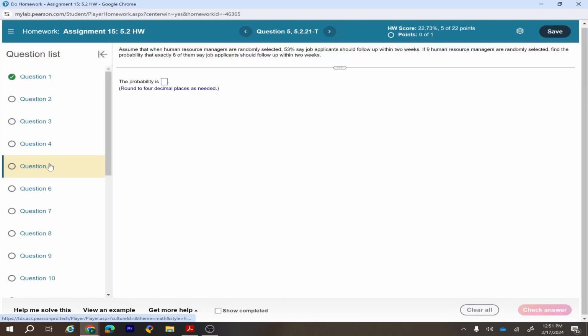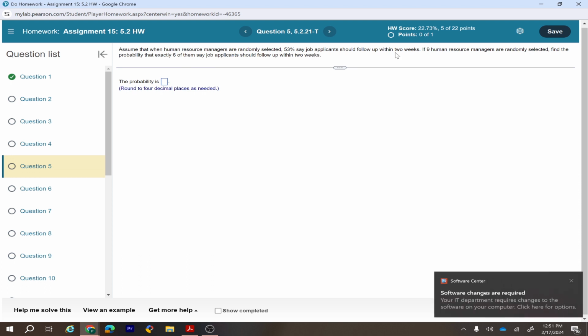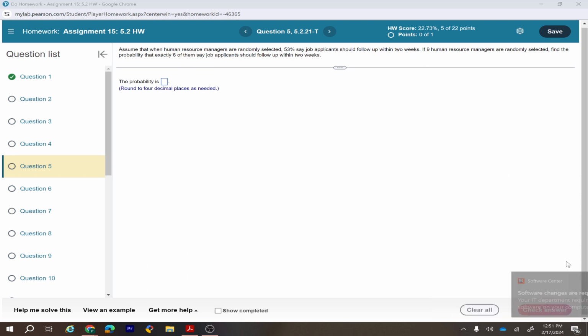Okay, let me jump to the next question. Question number 5 from here. Assume that when human resource managers are randomly selected, 53% say job applicants should follow up within 2 weeks. If 9 human resource managers are randomly selected, find the probability that exactly 6 of them say job applicants should follow up within 2 weeks.